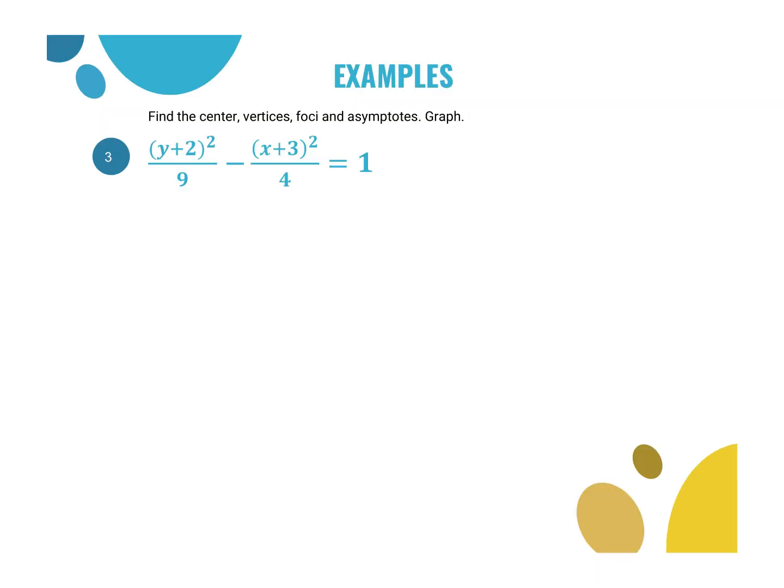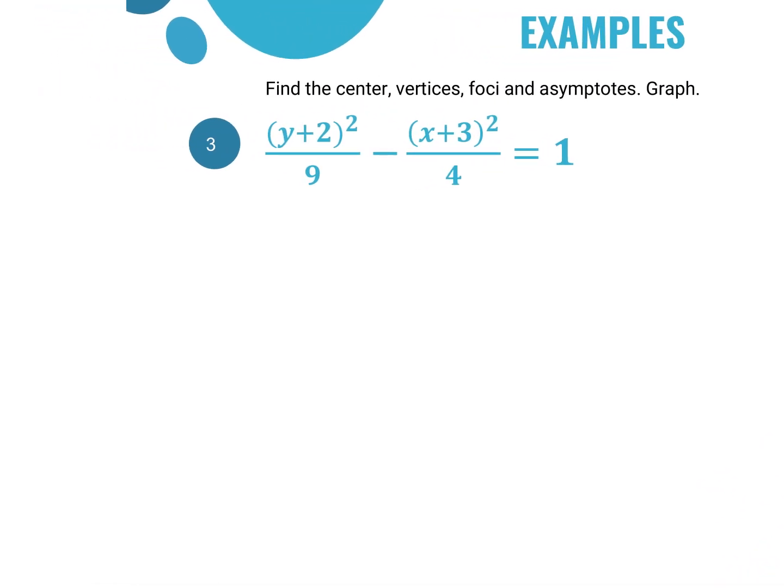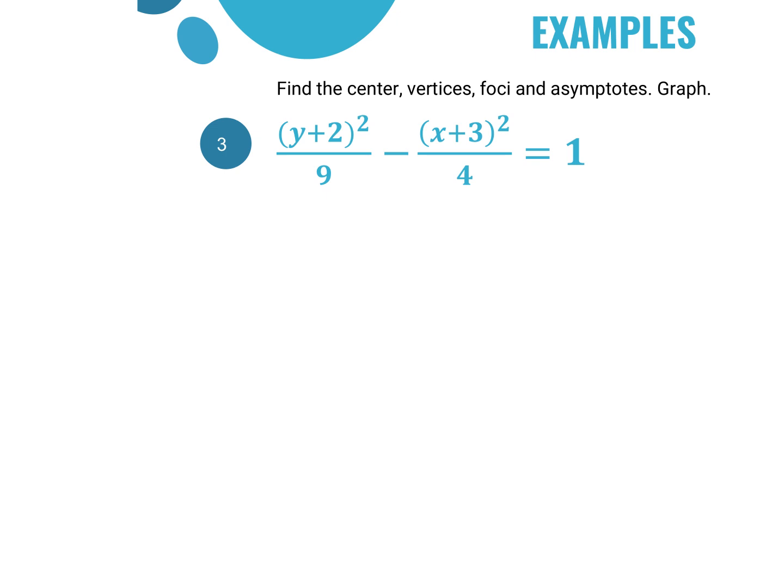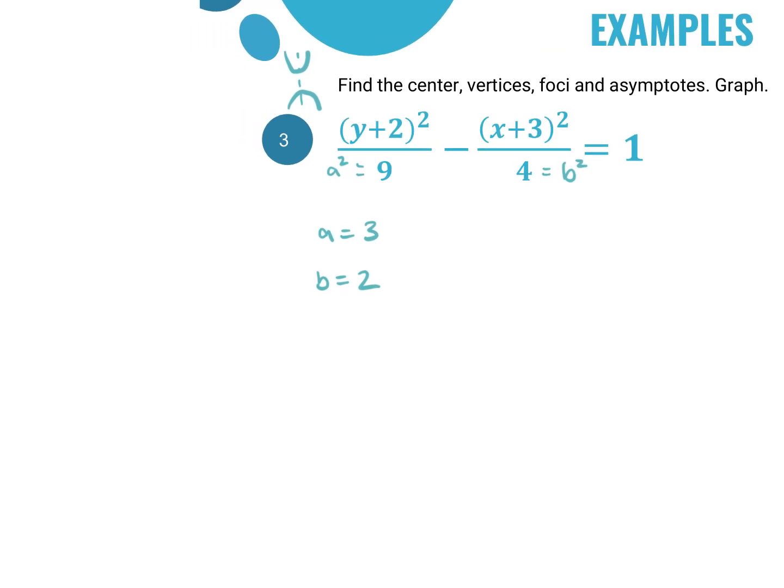So number 3, it's equal to 1, so we don't have to do anything to start. Since y comes first, is it going to be a horizontal transverse axis or a vertical transverse axis? Vertical. So I'm going to draw that just so I remember that it's going to be vertical, and my hyperbolas are going to be vertical. The first number is going to be our a squared. The second number is our b squared. So if a squared is 9, what is a? 3. And if b squared is 4, what is b? 2. How do we find c?